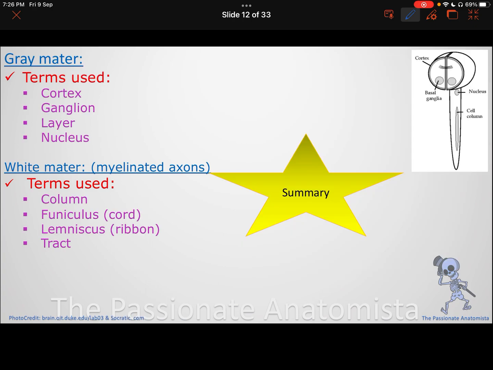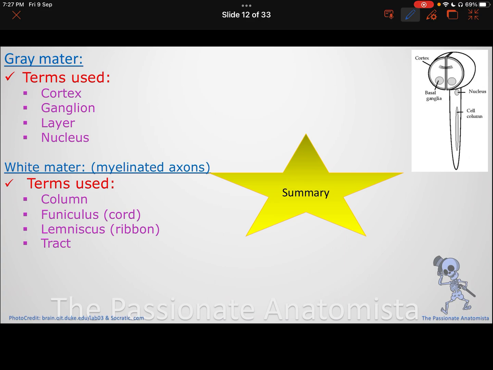All right. Okay, so as a recap, remember that today we've learned about the gray matter and white matter. The gray matter means we have groups of cell bodies or unmyelinated axons, and we can see that in the cortex of the brain, we can see it in the ganglion, we can see it as a layer in the cerebellum, for example. We can have it as nuclei.